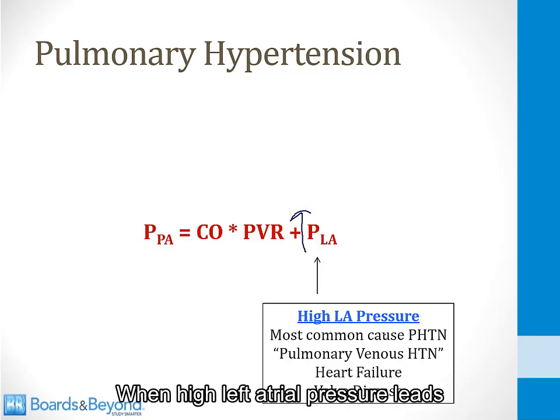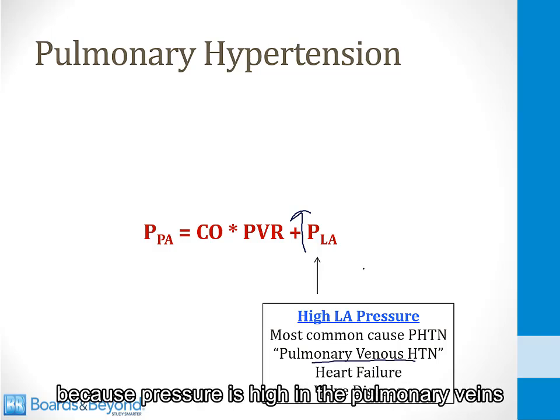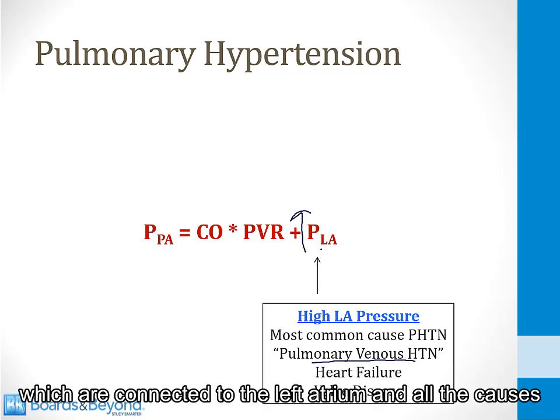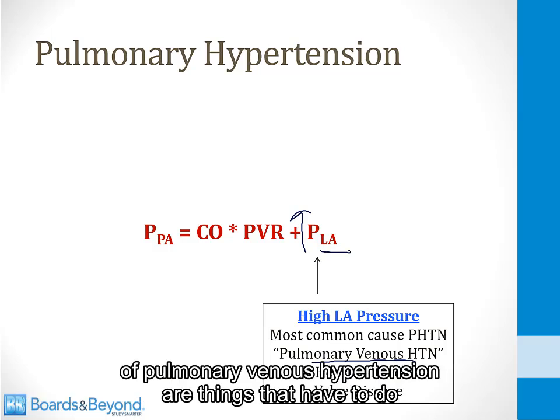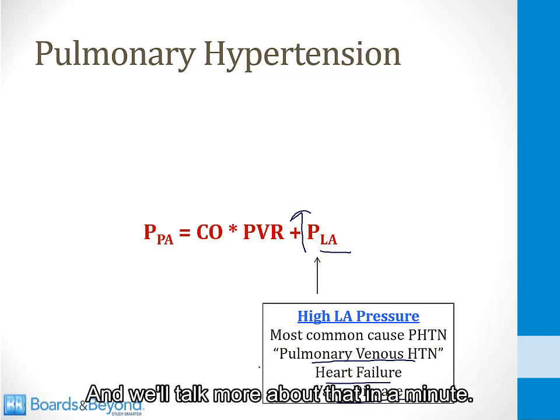When high left atrial pressure leads to pulmonary hypertension, this is called pulmonary venous hypertension. And it gets this name because pressure is high in the pulmonary veins, which are connected to the left atrium. And all the causes of pulmonary venous hypertension are things that have to do with the heart, things like heart failure, valve disease, and we'll talk more about that in a minute.